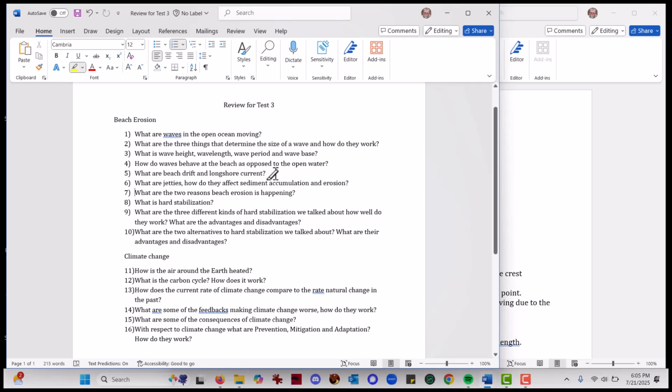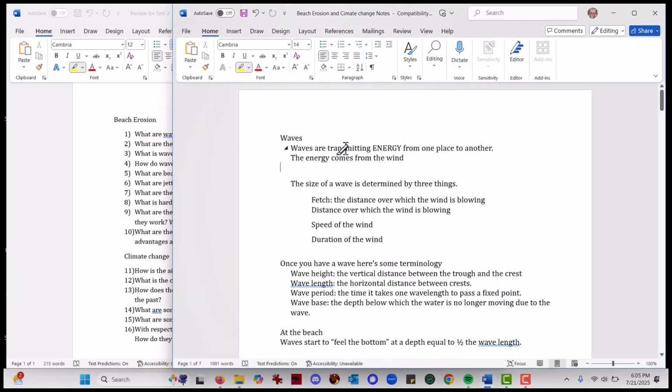So, first question: what are waves in the open ocean moving? Of course, waves in the open ocean are moving energy, right? They're not moving water, they're not moving sand, they're just moving energy. And that energy comes from the wind.